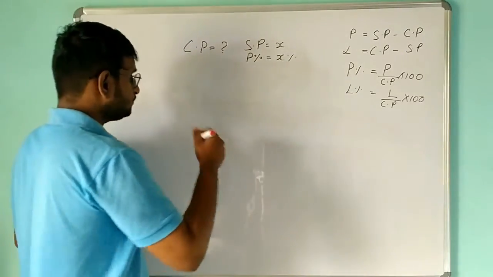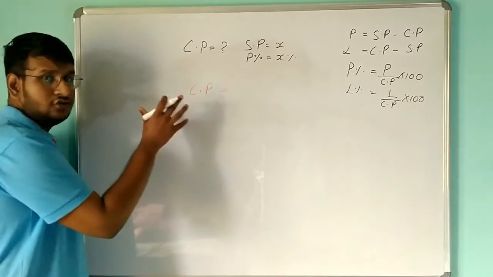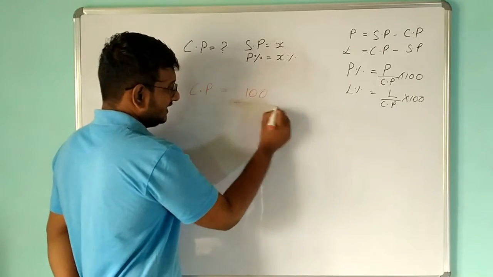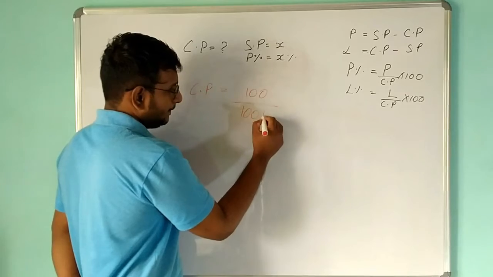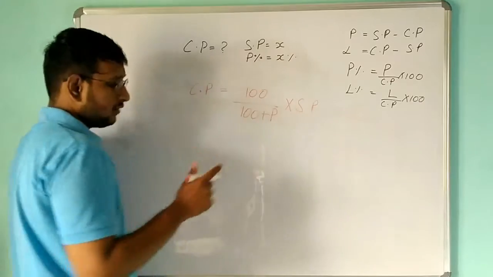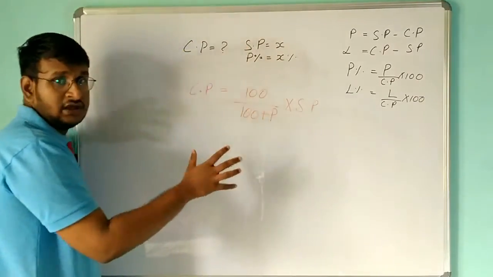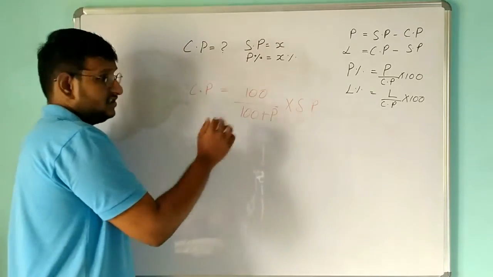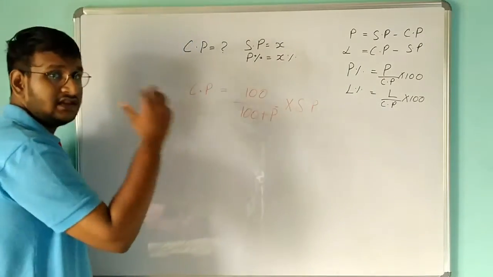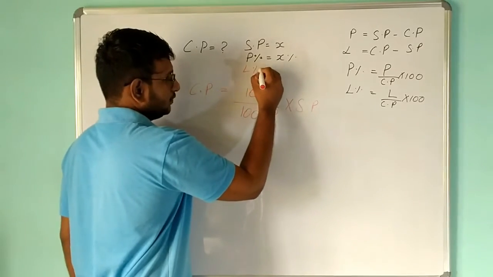In order to crack that type of questions, we need to use this formula, that is CP is equal to 100 divided by 100 plus profit percentage into SP. This is the formula that we will use in order to find CP if they have given SP and profit percentage. If you have given SP and profit percentage, you will use this formula and find the cost price.